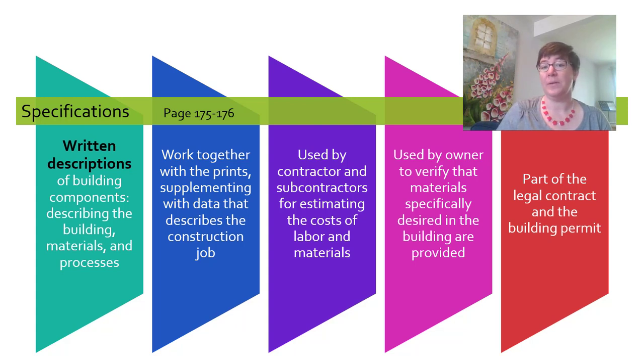Specifications are used by contractors for estimating the costs of labor and materials. They take a look at what is in the specifications and are able to add up the total costs. Specifications are also used by the owner in order to verify that the materials that the owner wants are the ones that are going to be provided. And finally, specifications are part of the legal contract documents and also part of the building permit. So together, the specifications and the prints make a total package.